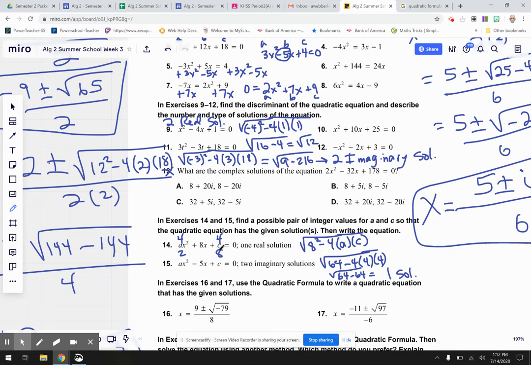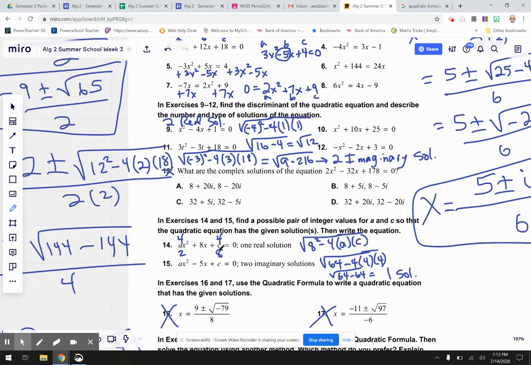Two imaginary solutions would just have to be where the square root would be negative. So just show me some two numbers that'll make the square root negative. Okay, that has given solutions. We're going to skip that. We don't need to go backwards.